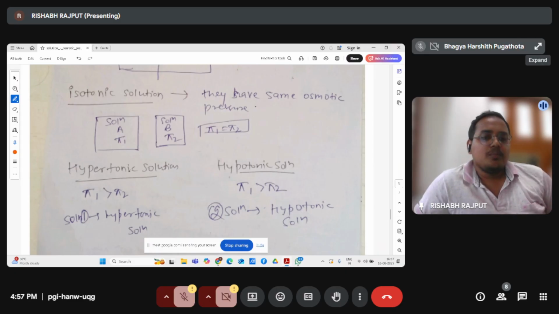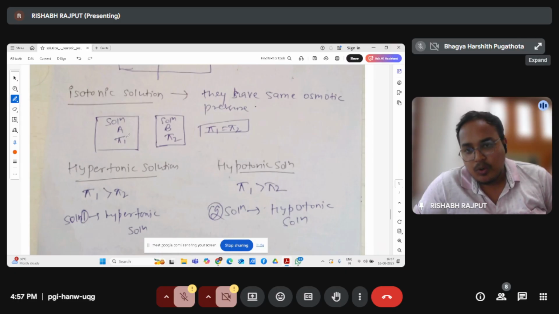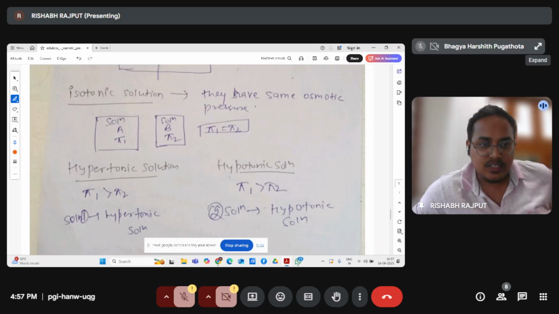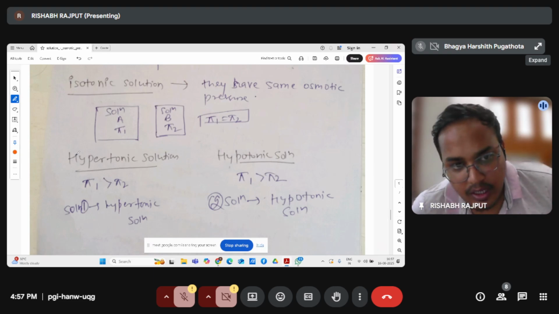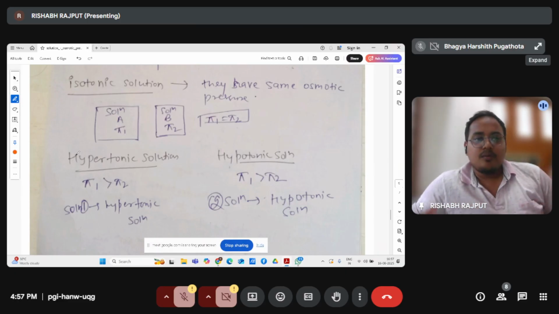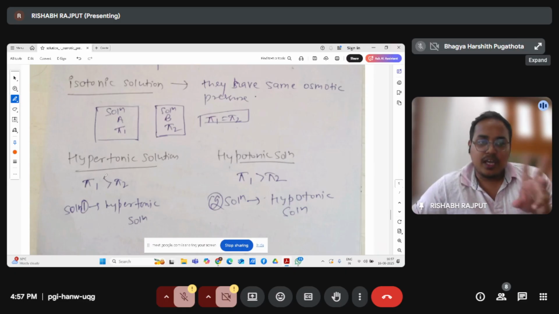In a board exam, sometimes they will ask you about osmotic pressure, what is the meaning of hypertonic and hypotonic. So just understand here. Actually, hyper means more, and hypo means minimum. That means if you have two solutions and they have osmotic pressures pi 1 and pi 2.